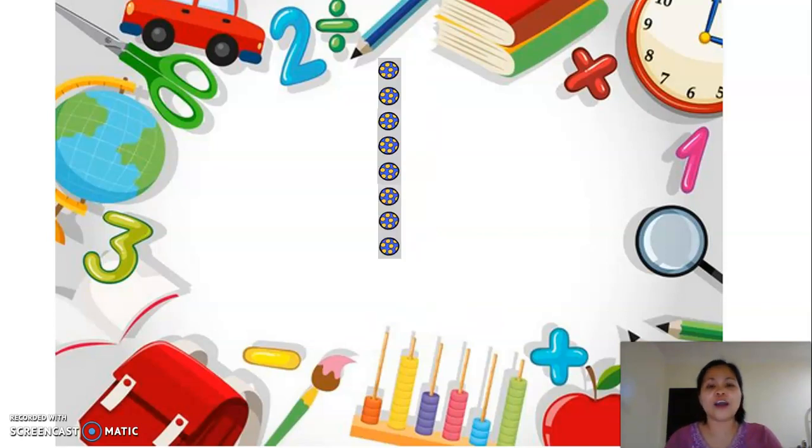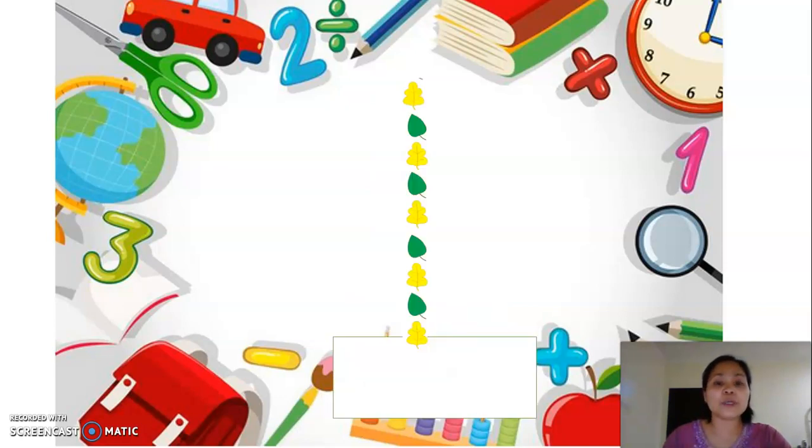This time we've got here an array of cookies. They look yummy. Now let's count. How many rows of cookies do we have? So 1, 2, 3, 4, 5, 6, 7, and 8. So we've got 8 rows of 1 column. So what is 8 times 1 then? So 8 times 1 is equal to 8. Perfect. Now let's move on to the next picture.